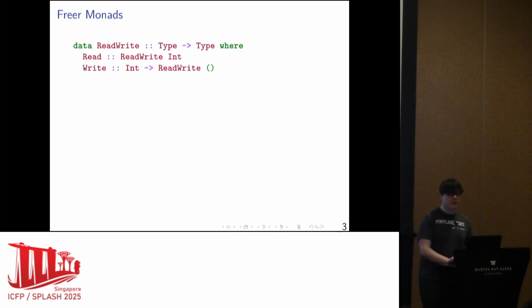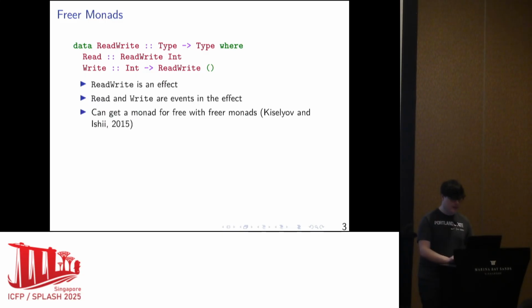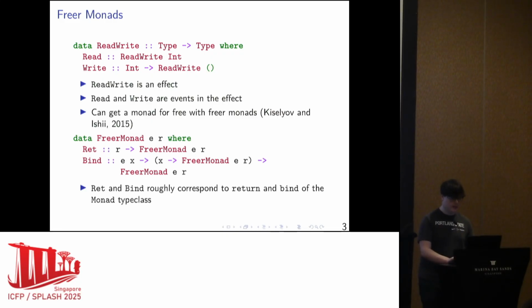I can encode my effect something like this, where I have two different events, one for reading an integer from somewhere, and one for taking an integer and writing it. I'm going to be calling the data structure read-write effect, and these two constructors, read and write, are the events in the effect. This is the format that you would use if you wanted to put an effect in a freer monad, which is defined like this, or this is one of the implementations of freer monads.